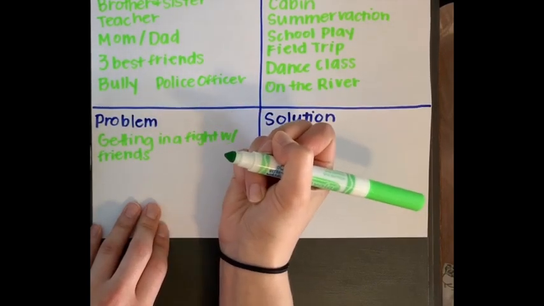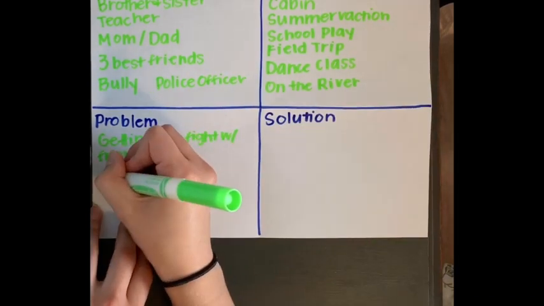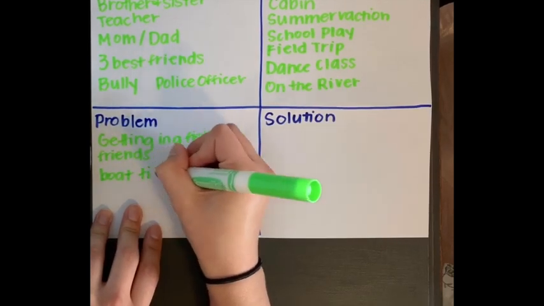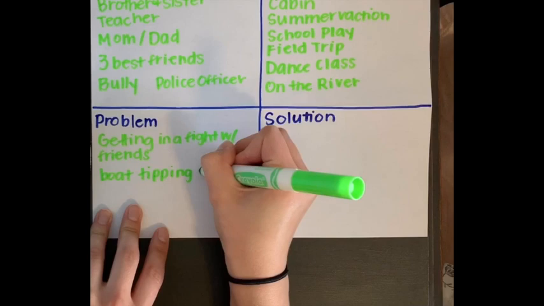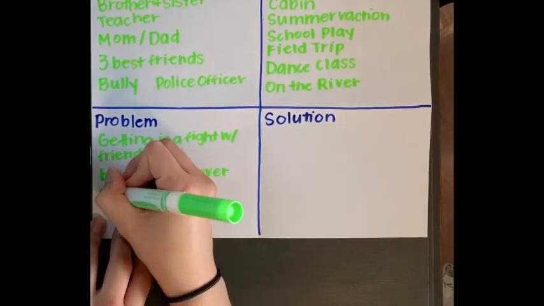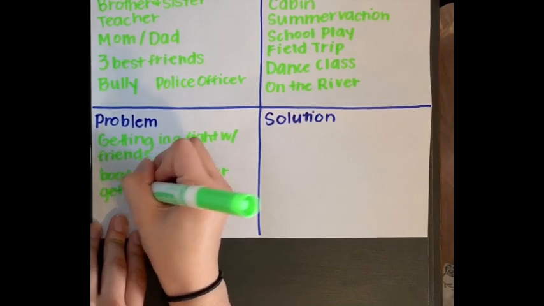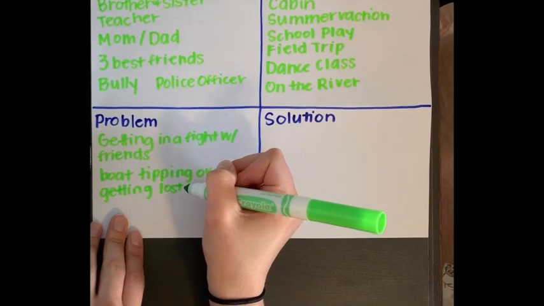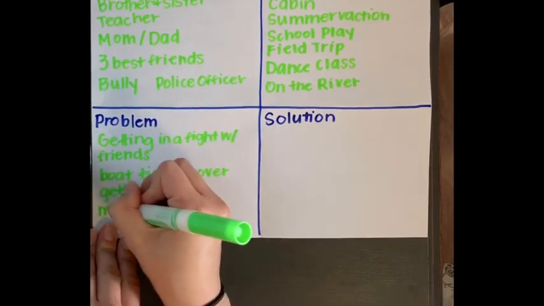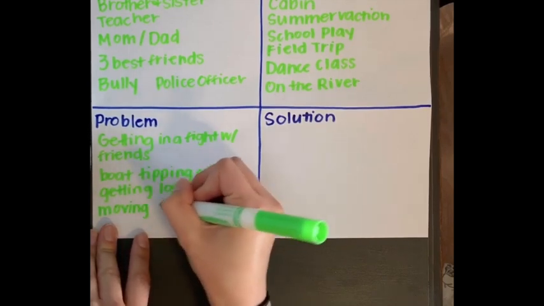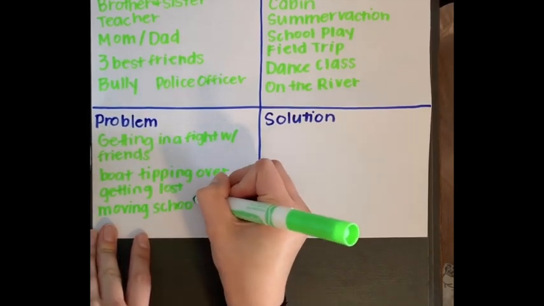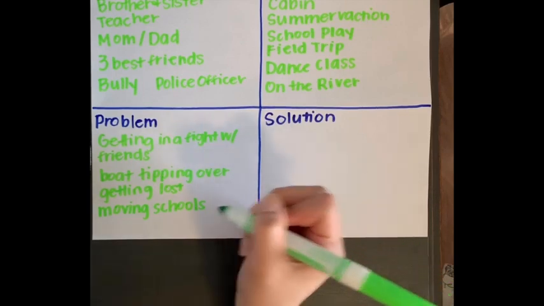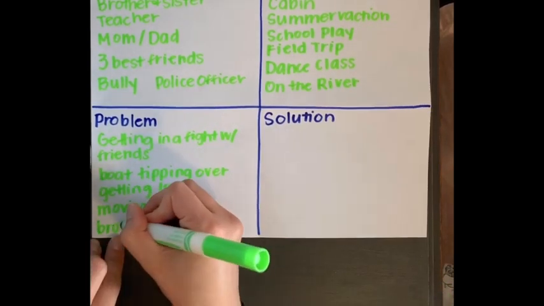One time our boat flipped over in the river, and that was really scary. So maybe I'll do boat, not flipped, it like tipped, I guess. Tipping over. I was always super scared of getting lost in the woods when I was little, going to my cabin. Getting lost. What else? Oh, something that scared me was moving schools or moving away from friends, moving houses. That could be a problem. Oh, maybe a broken down car would be another problem here.